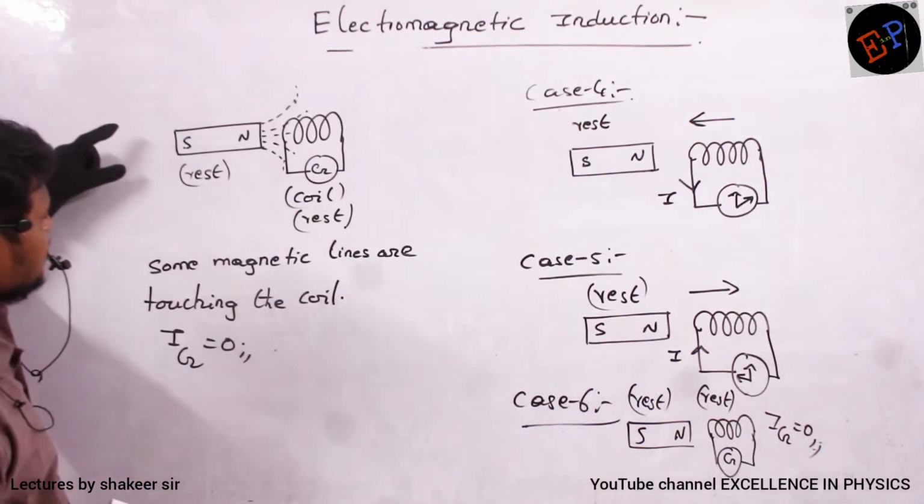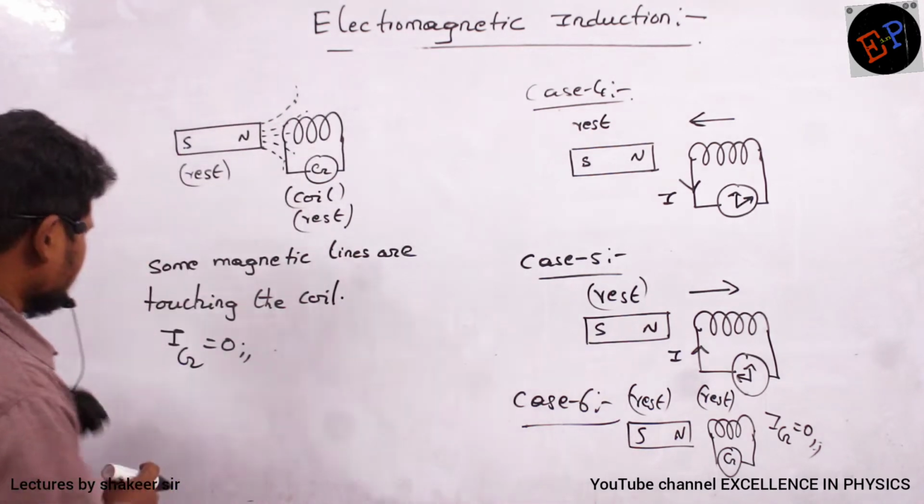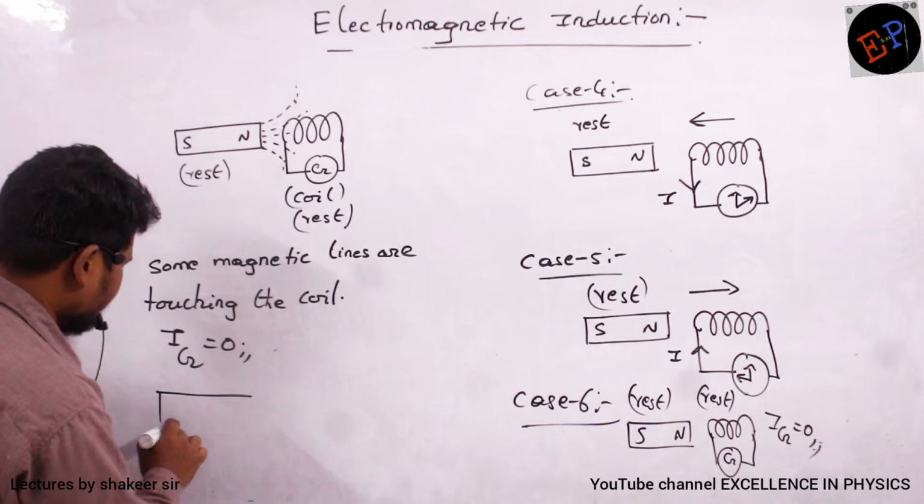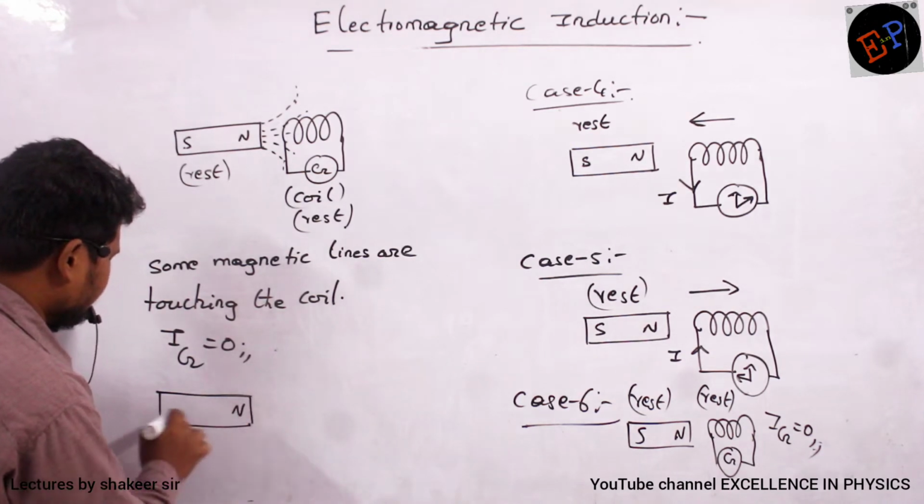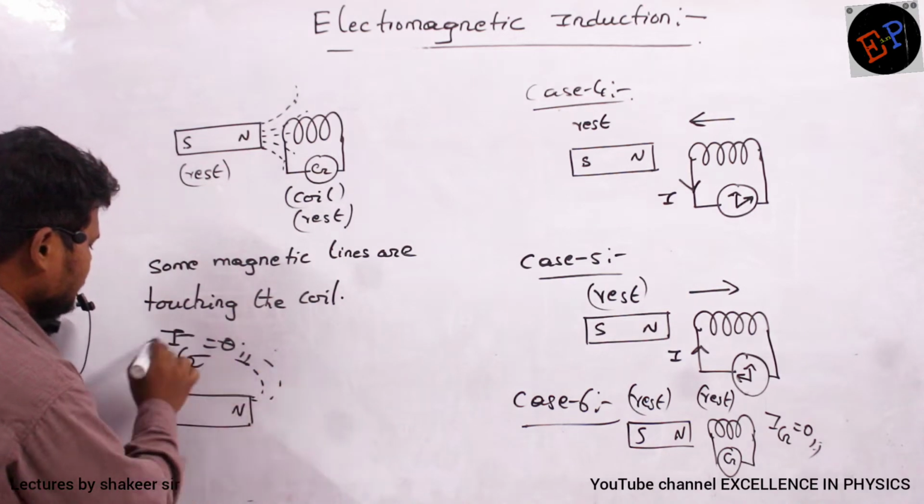See, if you move the magnet closer to the coil, then what happens? See, let us draw a magnetic field here. So this is how the field appears, no?